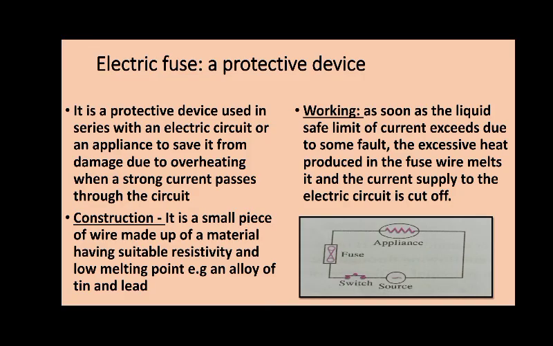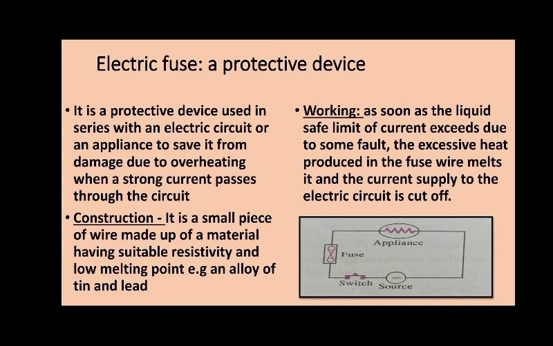My dear students, now let us do some protective devices which are used in electric circuits. First is the electric fuse. It is a protective device used in series with an electric circuit or an appliance, and it saves it from damage due to overheating when a strong current passes through the circuit. Now, what is the construction of a fuse? It is a small piece of wire made of a material having suitable resistivity and low melting point. So mostly it is made up of an alloy of tin and lead.